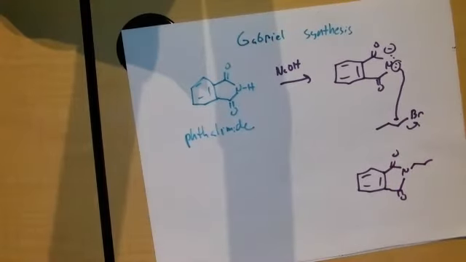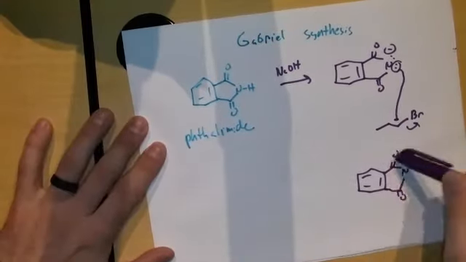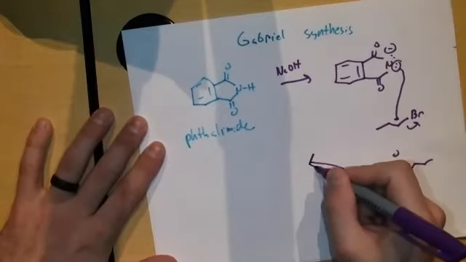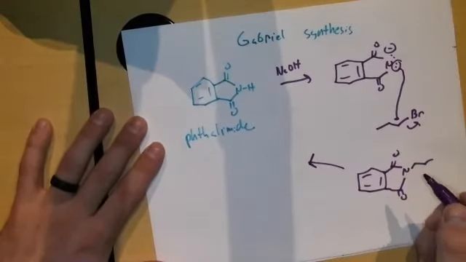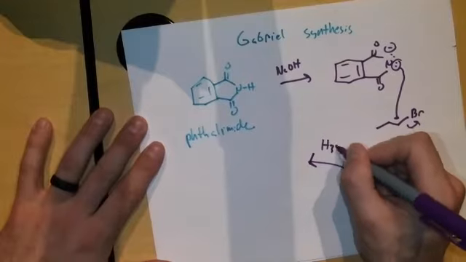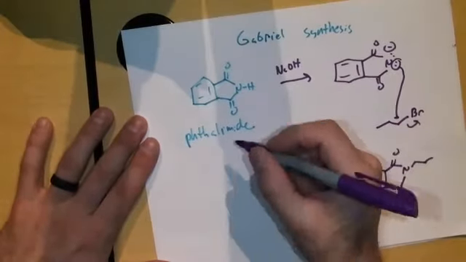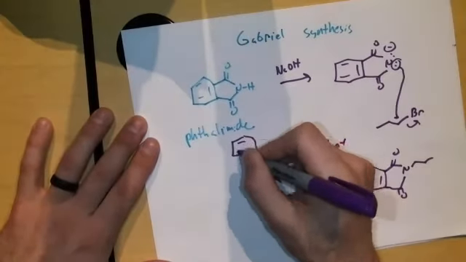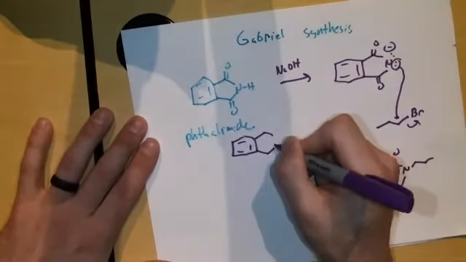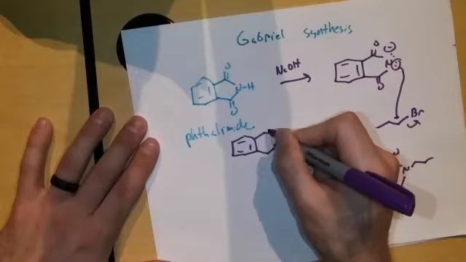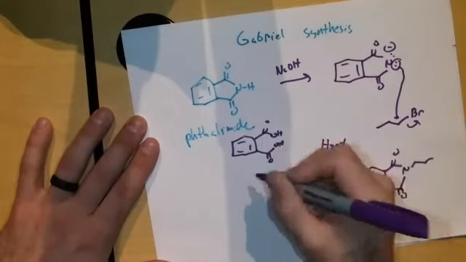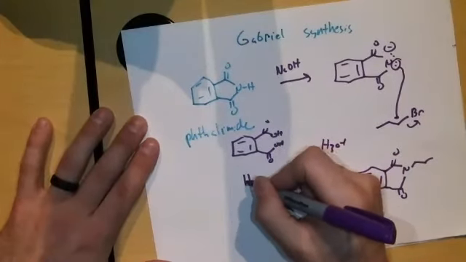And then from here, we can reduce off this whole group with either H3O plus, which will give us dicarboxylic acid, and our amine, which is what we actually care about.